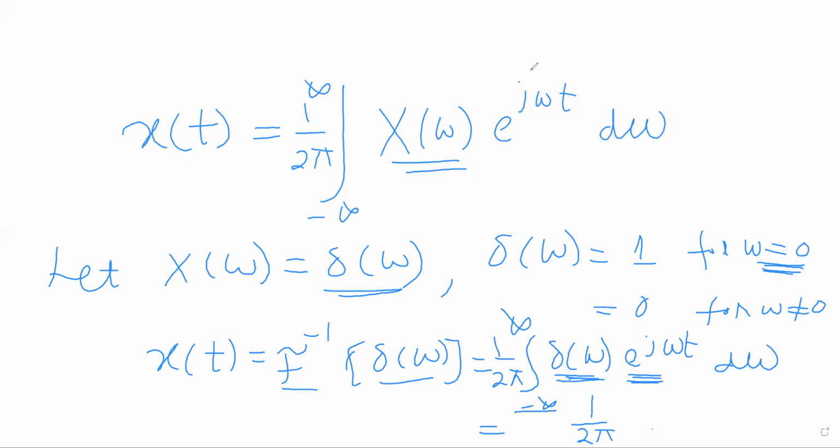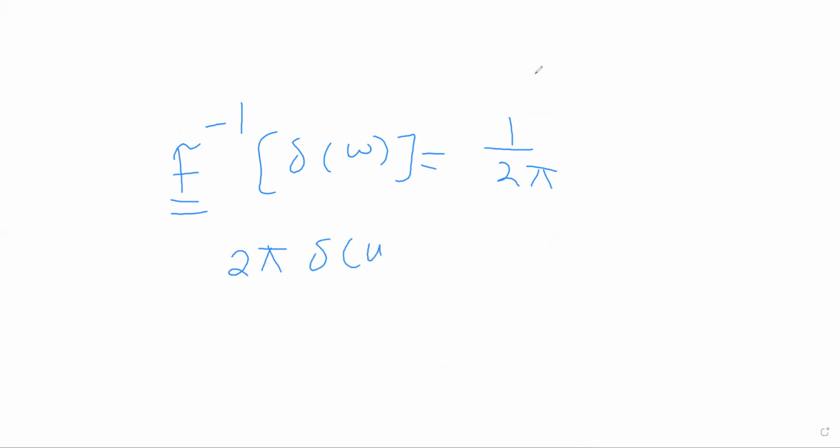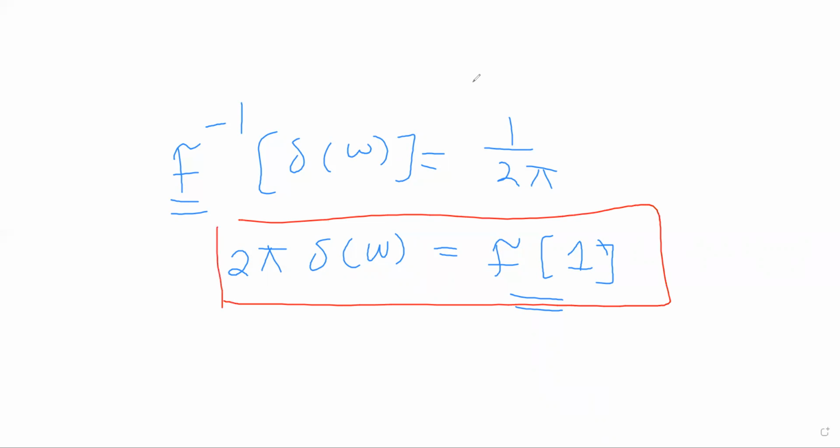So we can write that the inverse Fourier transform of delta omega is 1 by 2 pi. Hence 2 pi can be taken to the left side and F inverse to the right side. It becomes 2 pi delta omega, which equals F of 1. The right side is the desired one, that is the Fourier transform of 1. So we can say the Fourier transform of constant 1 is given by 2 pi into delta omega.